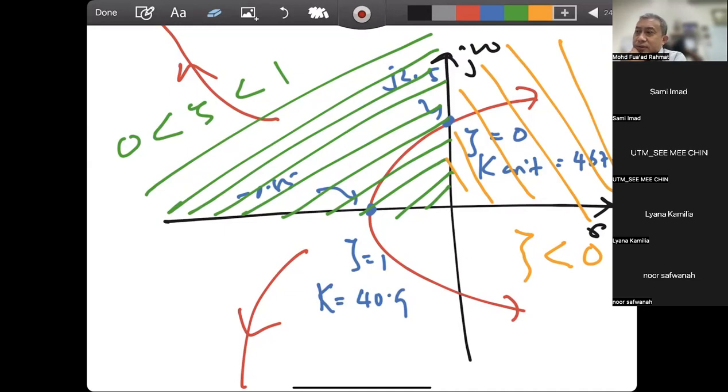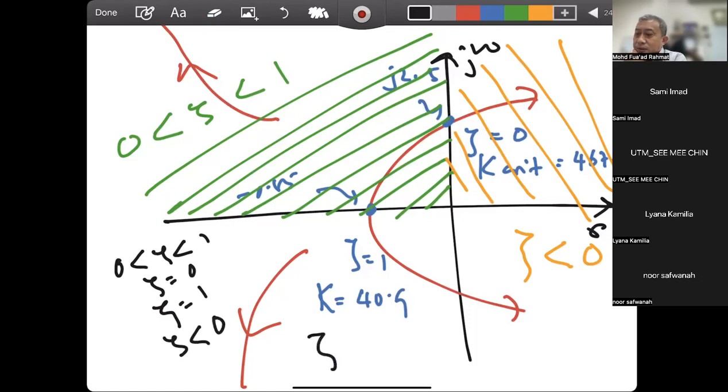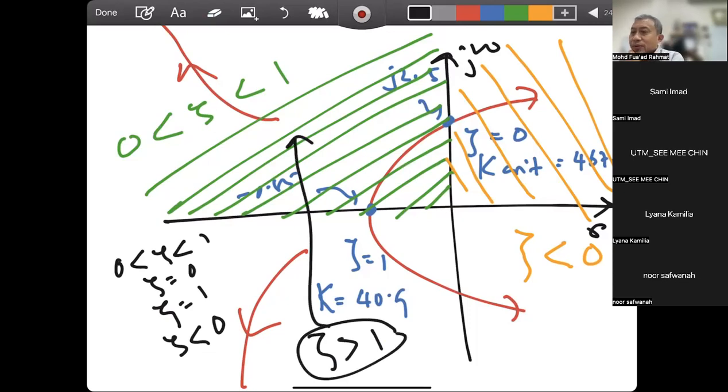So you have a zero, under damped, undamped, critical damped, less than zero, negative damped, and the other one, over damped. So over damped is usually in this region, okay?